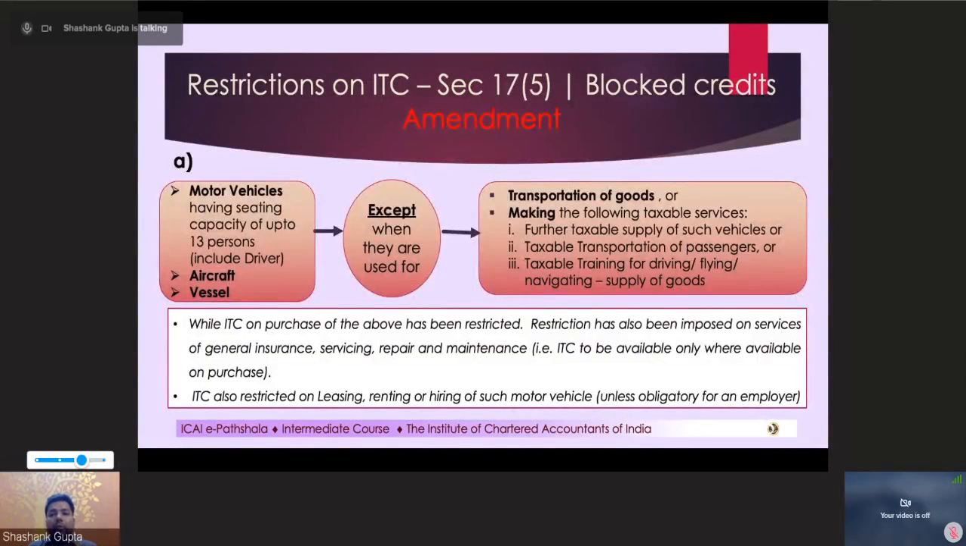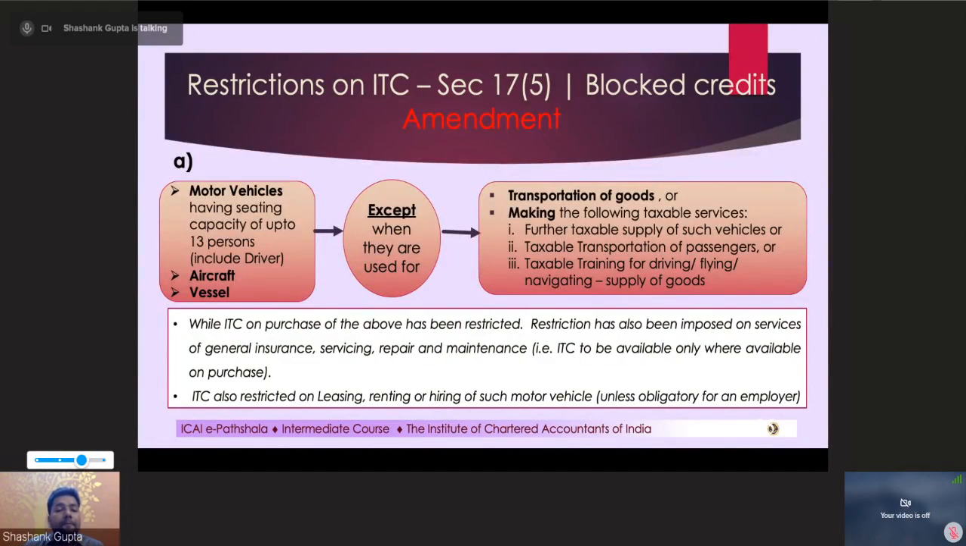Now, we move on to the credits restricted under section 17 subsection 5. The first credit which has been restricted, and there is a small, so this has been a constant point of discussion and there has been some small change here also.